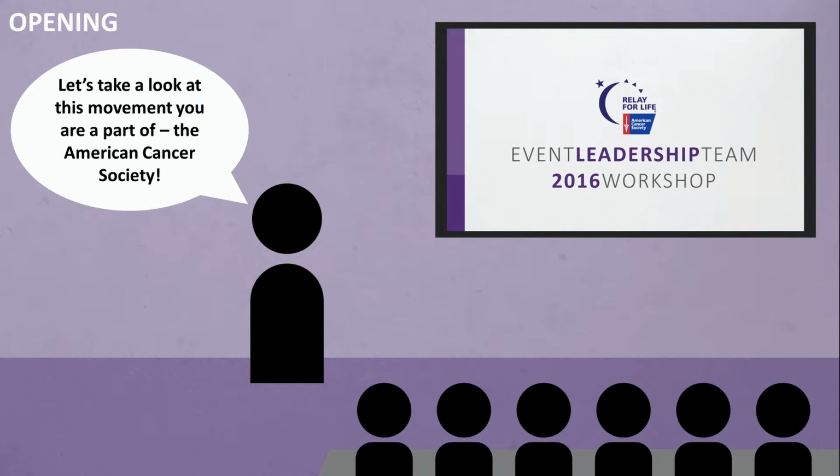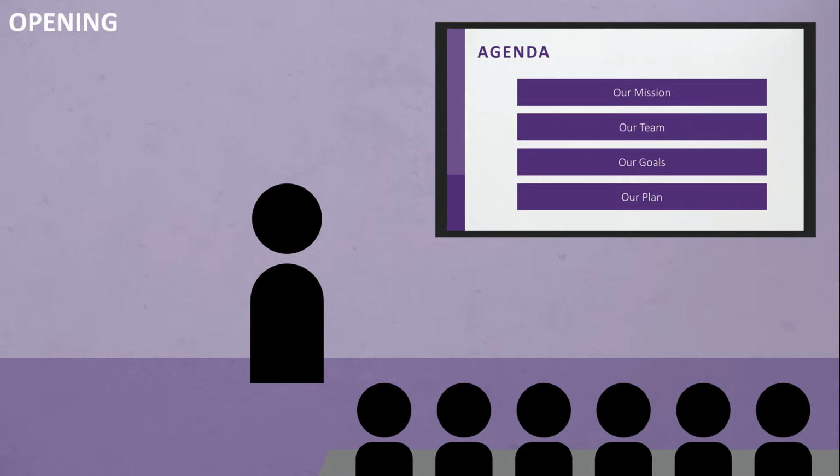Say, As you can see, we have a room full of people with diverse interests. Everyone here has a common mission to work together within your community and plan Relay for Life to fight back against cancer. Today, you will create a shared vision for your event and plan how to get there. Overview the agenda, which is broken into 4 sections: our mission, our team, our goals, and our plan.